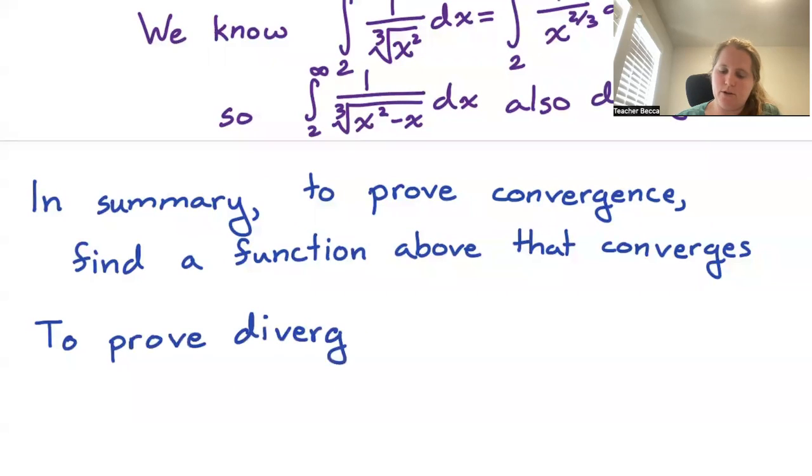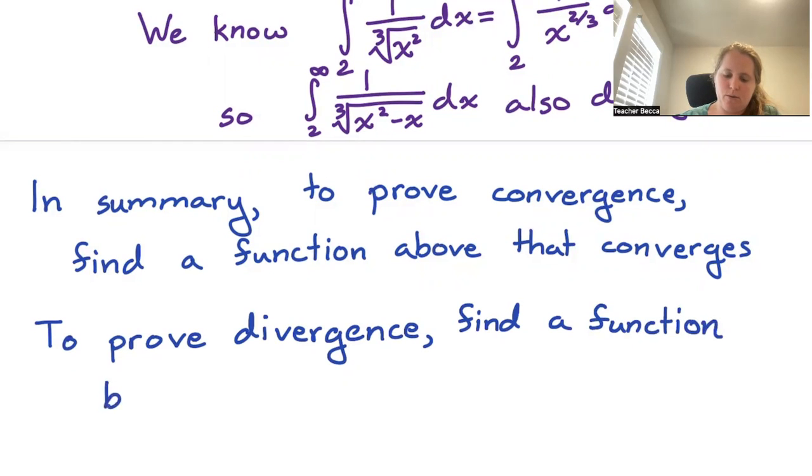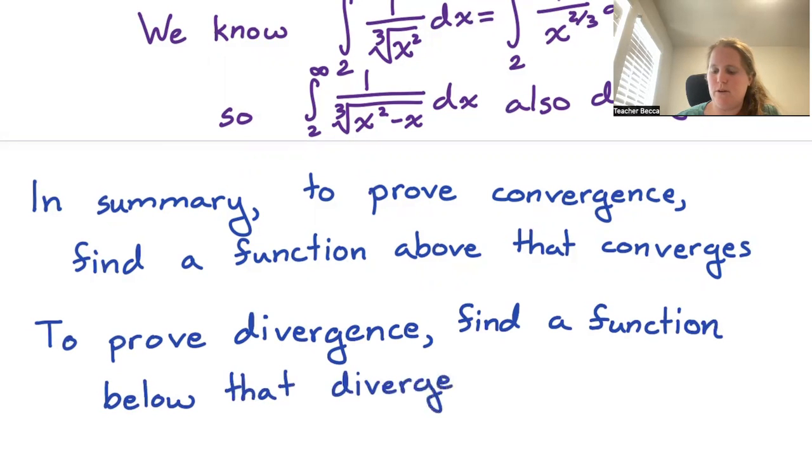So to prove divergence, find a function below that diverges. And again, the most useful is if we can find a 1 over x to the p, since we immediately know whether those converge or diverge. In the next video, we will learn one other possible test we can use for testing for convergence or divergence.